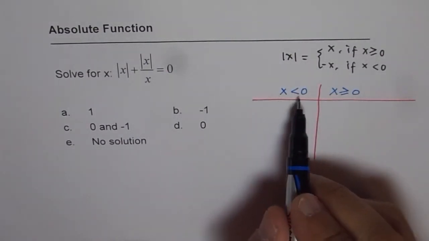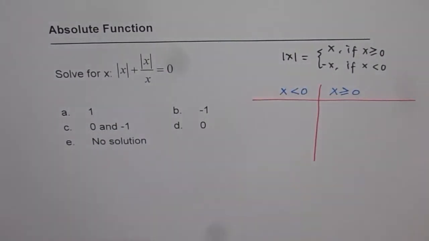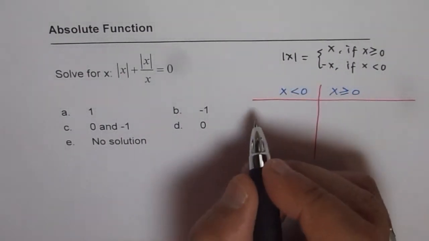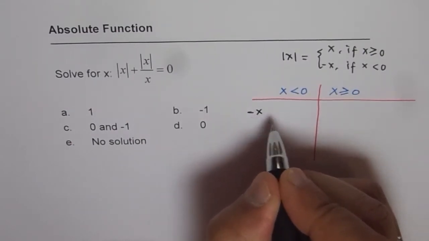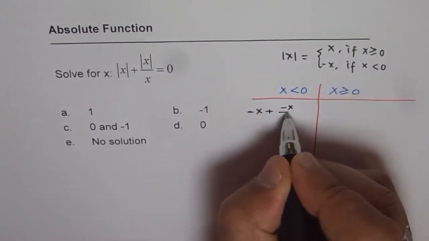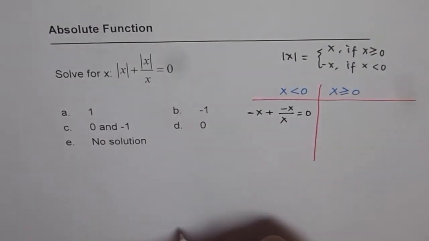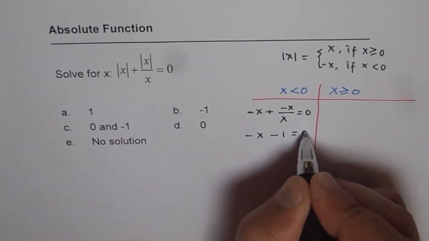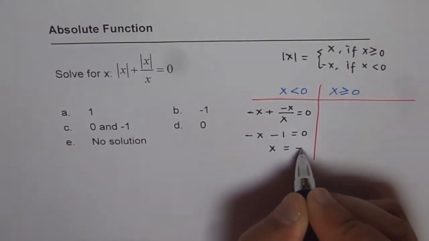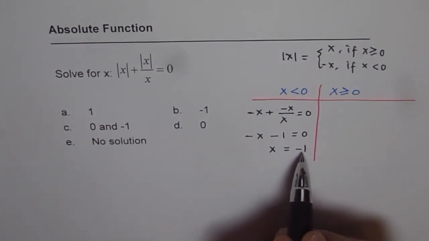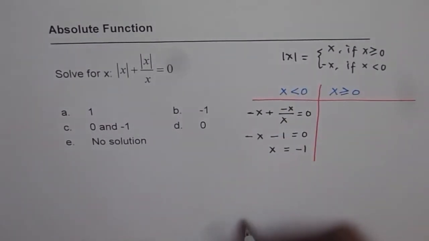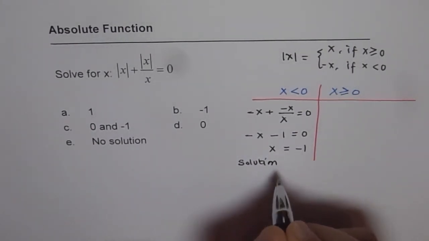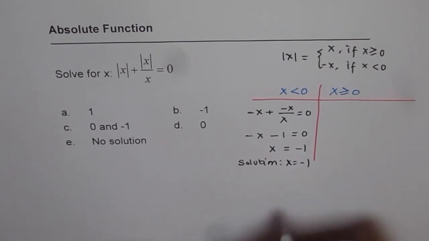Now in case x is less than 0, I can rewrite this equation, because absolute x is minus x. The equation becomes minus x plus minus x over x equals 0. Now that gives us minus x minus 1 equals 0, or x equals minus 1. Now since minus 1 is less than 0, that is our solution, right? So we have a solution, and the solution is x equals minus 1.